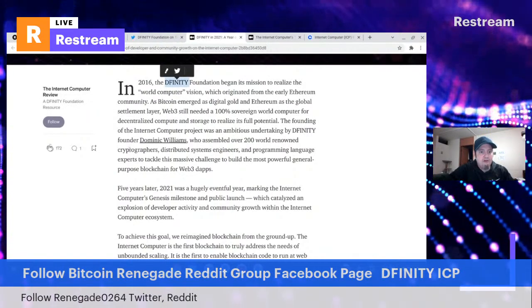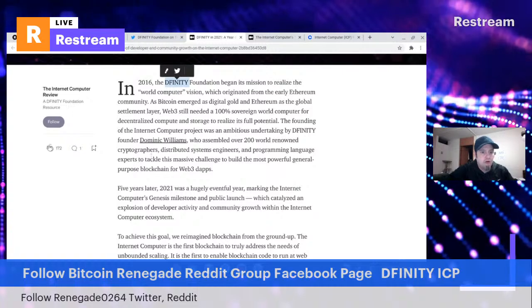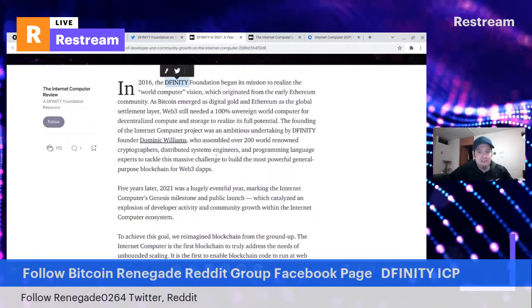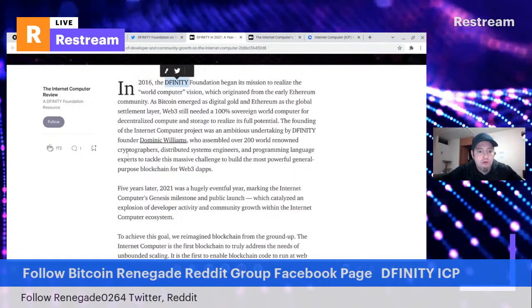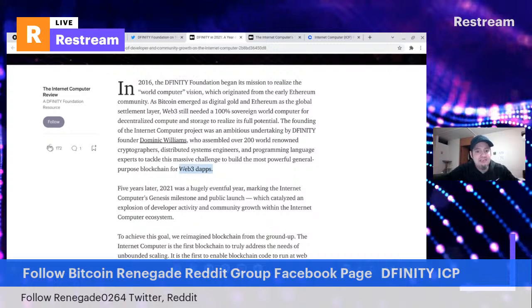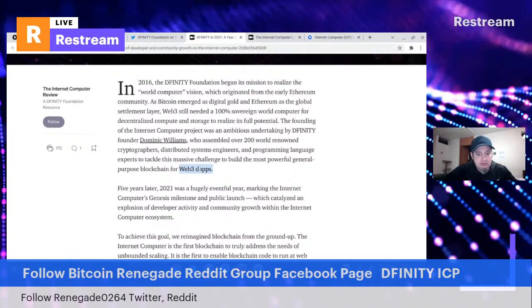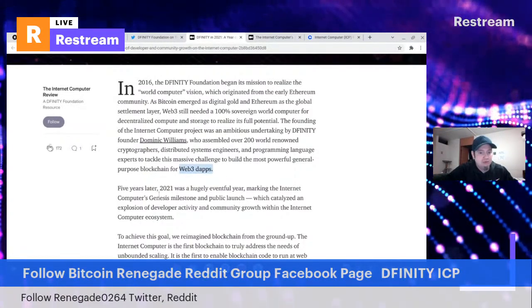It's still needed: a 100% sovereign world computer for decentralized compute and storage to realize its full potential. The founding of the Internet Computer Project was an ambitious undertaking by Dfinity founder Dominic Williams, who assembled over 200 world-renowned cryptographers, distributed system engineers, and programming language experts to tackle this massive challenge: to build the most powerful general-purpose blockchain for Web3 dApps. Decentralized Internet Apps. That's all it is.